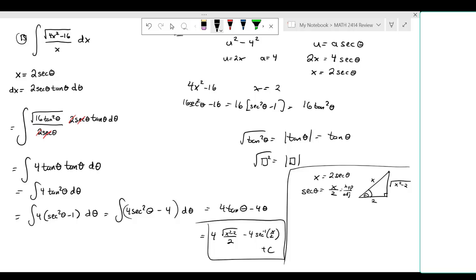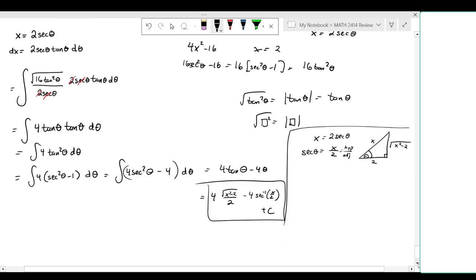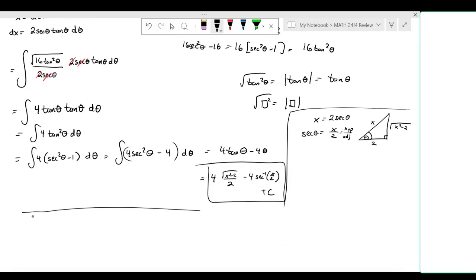Okay. Let's say, not for this question specifically, but for some integral, we got the answer as cosine of 2 theta or cosine of 3 theta. Oh, that's a great question. Thank you. How would you write that in terms of x?